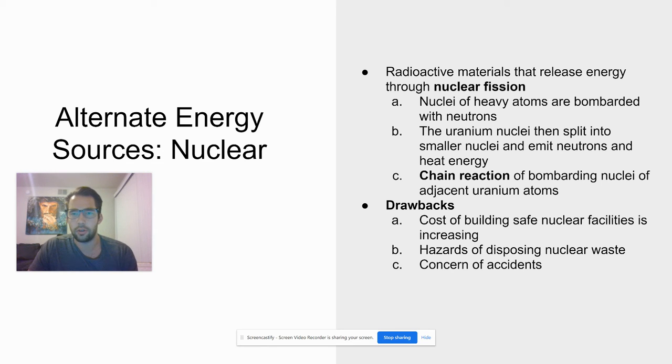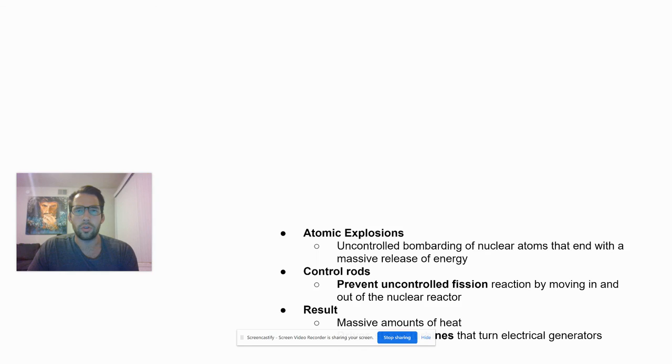Drawbacks of nuclear energy is obviously the cost of building safe nuclear facilities is going to be really expensive. There's hazards of disposing of nuclear waste. We end up just burying it because there's nothing else really to do with it. And then concerns about accidents. Obviously, there's the Chernobyl accident that took place. So there's a whole lot of history as far as bad nuclear accidents, and they're not nearly as common anymore. So nuclear is actually considered more of a clean source of energy.